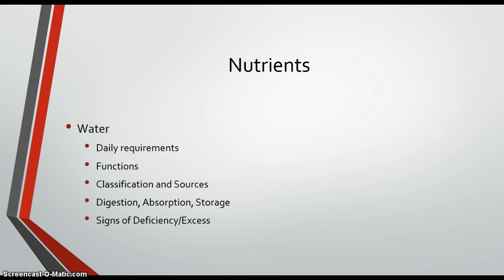Classification and sources of water. There are 3 sources of water for the body. Liquid, as it's consumed, including water, coffee, juice, tea, anything liquid that you take in. Foods consumed, especially fruits and vegetables, because they're mostly comprised of water. And then metabolism, which produces water when oxidation occurs. For digestion, absorption, and storage: water is not digested, but rather is absorbed and used by the body as we drink it. It's not stored by the body, and it's excreted daily.